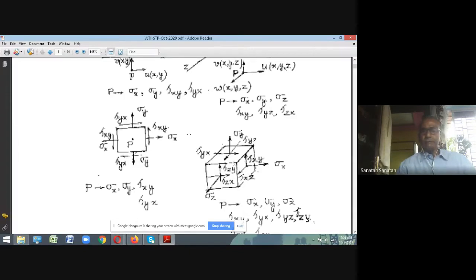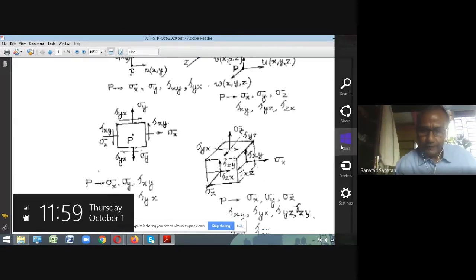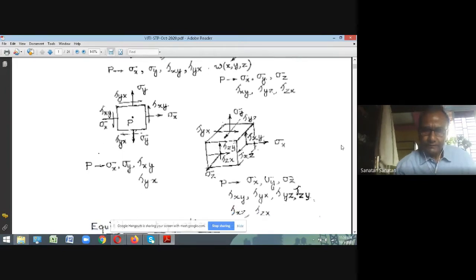Finally, we find that for giving the stress fully at a point, we have to determine sigma x, sigma y, and tau xy, which is the same as tau yx. So these are all positive stresses. And the extension of this approach to three dimensions is given on the right-hand sketch, and I think you can appreciate it very easily. I give you a minute to appreciate.